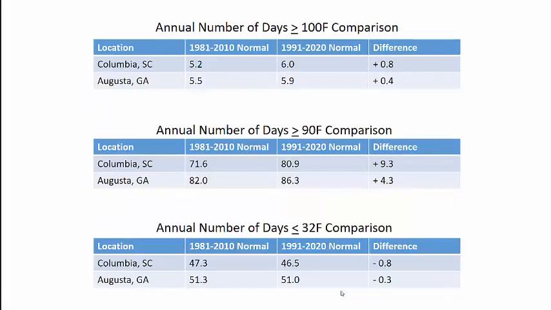The annual number of days reaching 100 degrees or higher has trended up as well. At Columbia, it trended up from 5.2 days up to 6.0 days. And at Augusta, it trended up from 5.5 days up to 5.9.